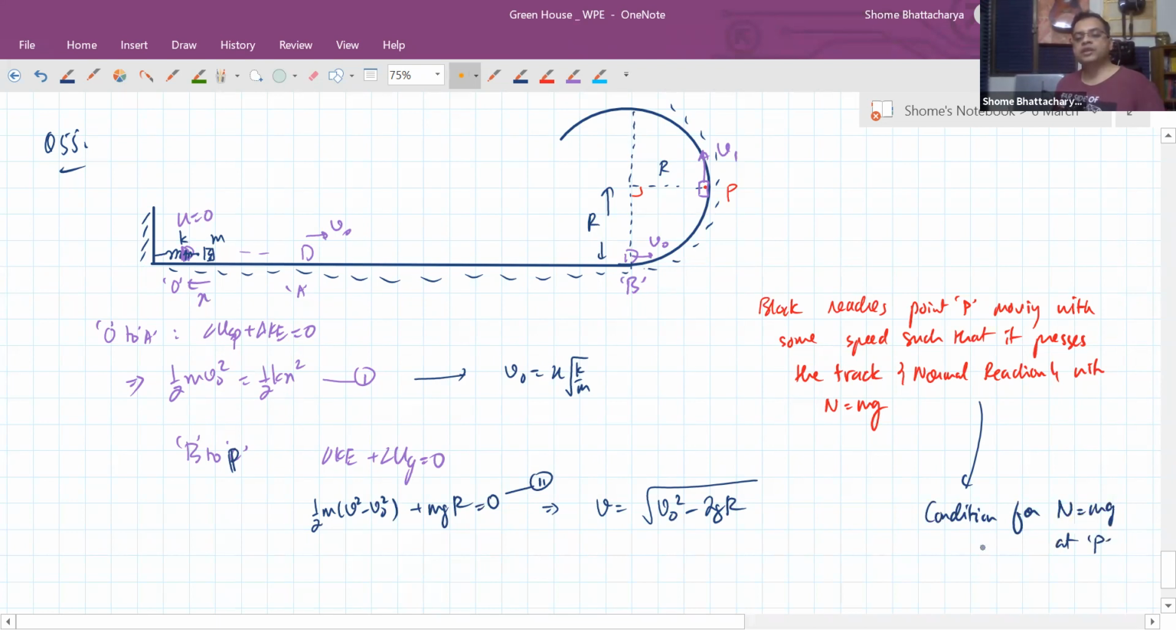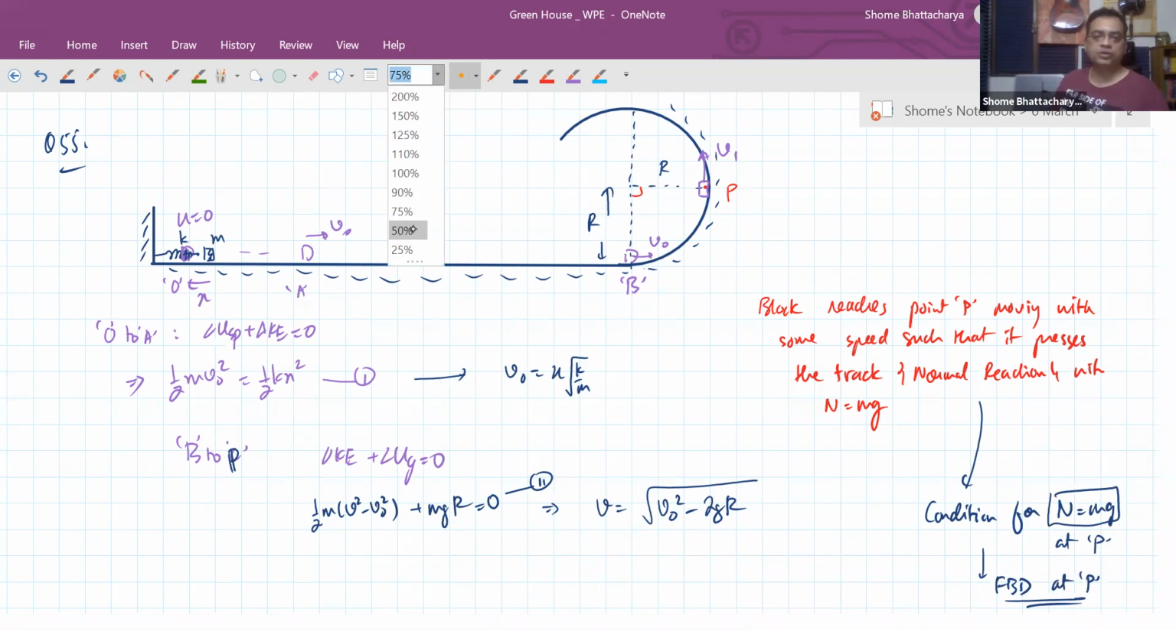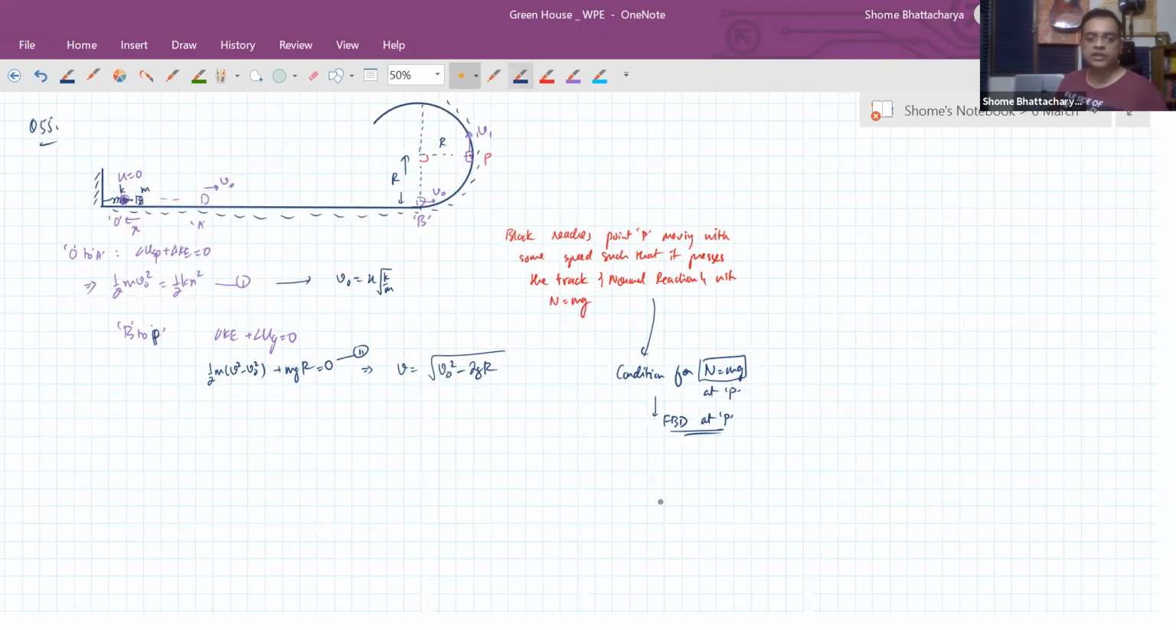So for that, again, whenever we have a condition on a force, we have to make the free body diagram. FBD at the point P. We cannot do anything else. Work energy does not help us with force. Right? It helps us with kinetic energy, potential energy, etc. But for any condition of force, we need to make the free body diagram.